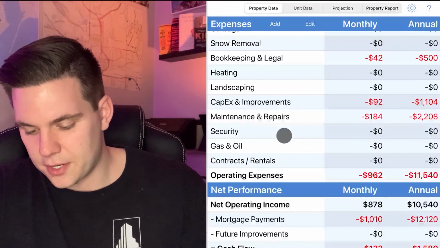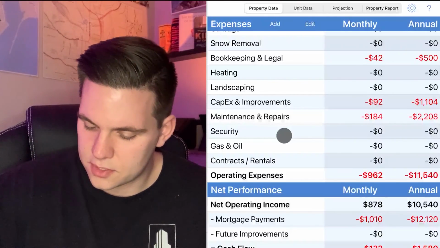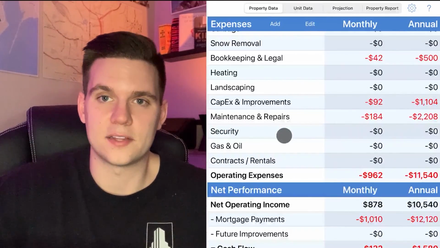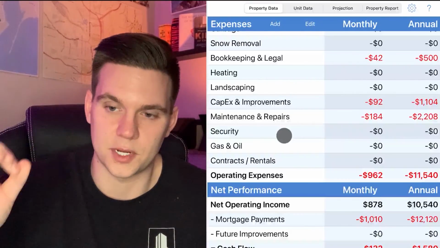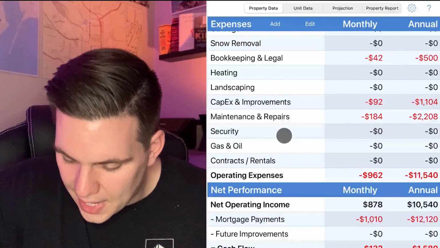The next line is security. I don't have anything in this for this single family house, but this is where if you had some central alarm system or surveillance or any other type of security contracts, make sure you put that in. Next is gas and oil.